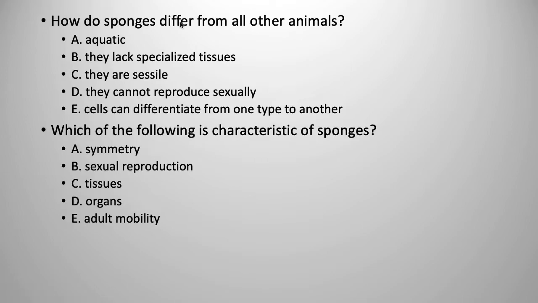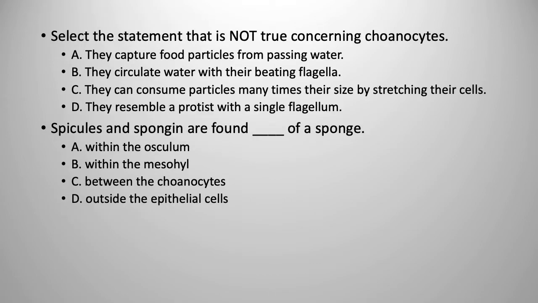Which of the following is characteristic of sponges? B, sexual reproduction. Adult mobility, no. Their adult forms don't move, but the larval stages do. They don't have tissues, organs, or symmetry, so I guess B is your best option. Using that ACT science prep.